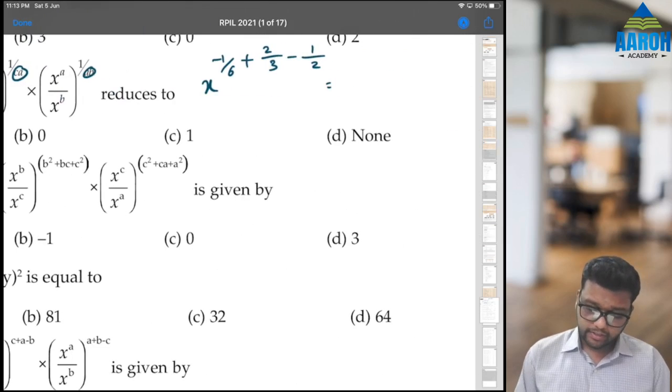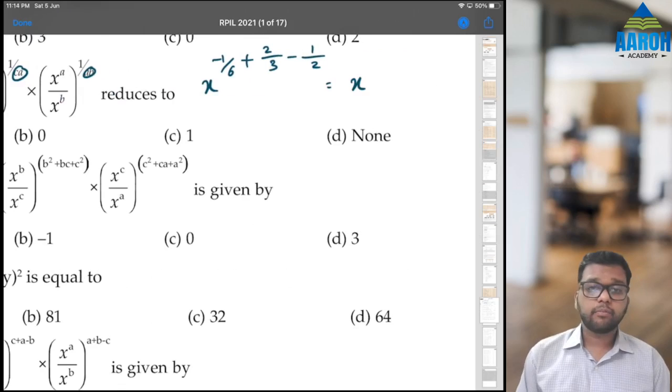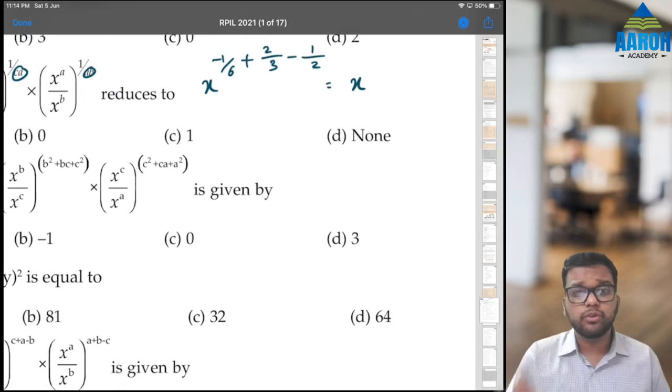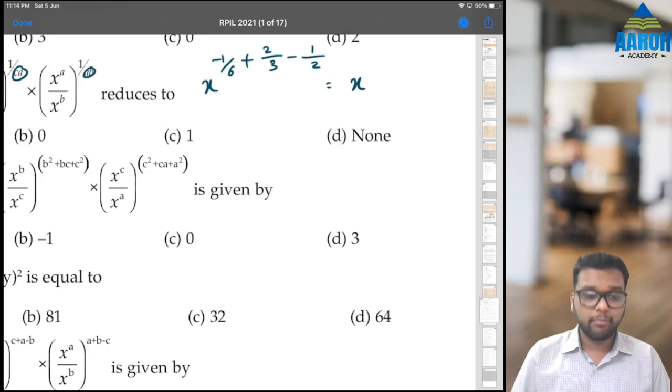So let's add this: x raised to minus 1 by 6 plus 2 by 3 minus 1 by 2. Don't even go to LCM. Minus 1 by 6 minus 2 by 3 plus 1 by 2 minus. If you simplify, it is 0, anything raised to 0 is 1.